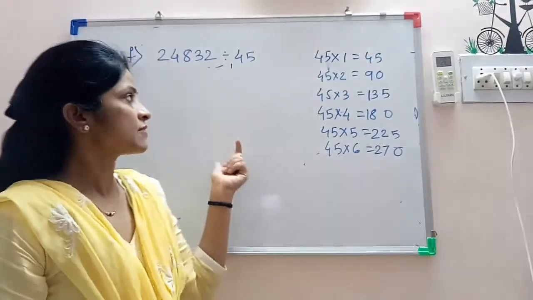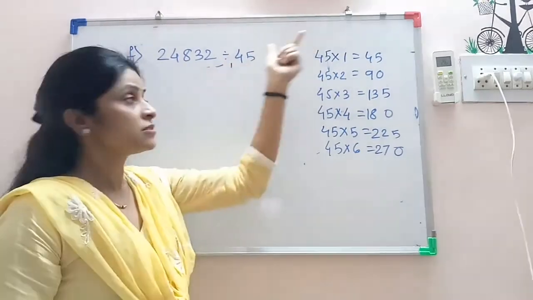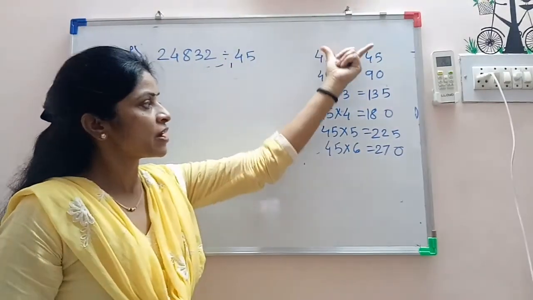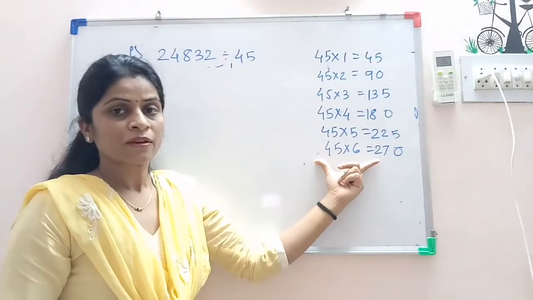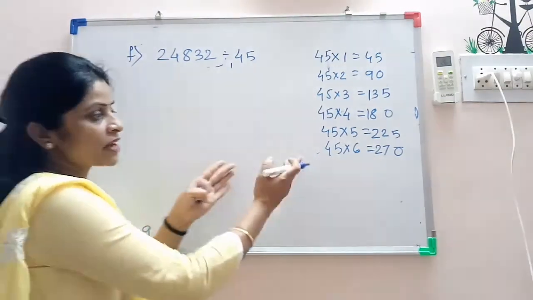Now see the next steps. First of all, I have written divided by 45. The divisor is 45. So I have written the table till 6. You can write the table till 10. If I need it, I will carry forward.